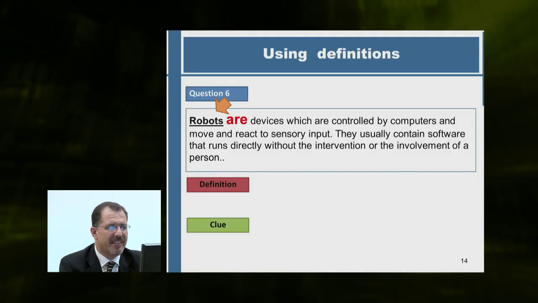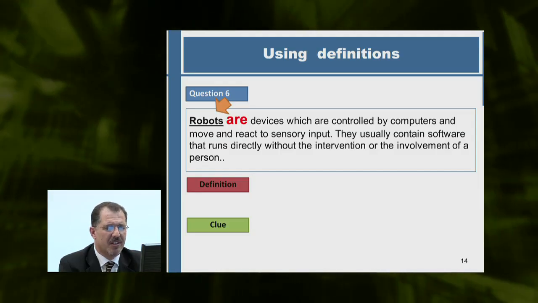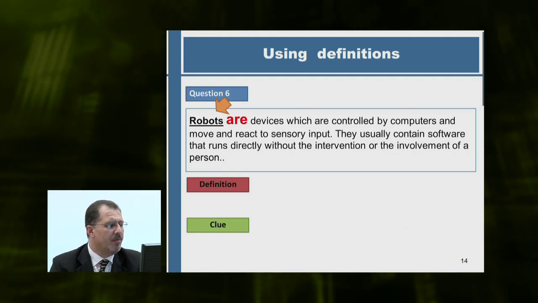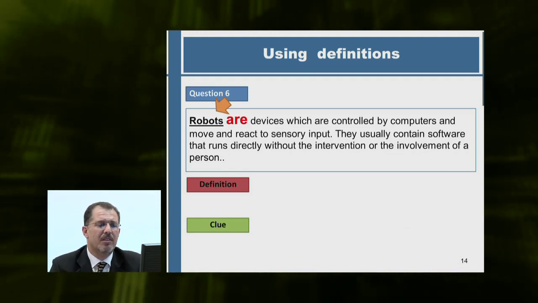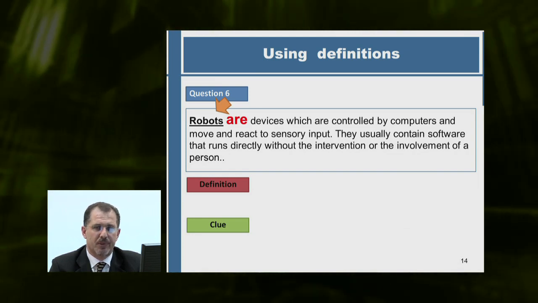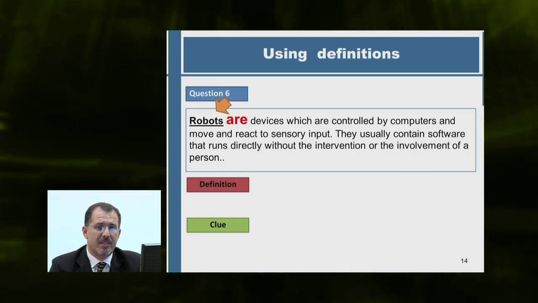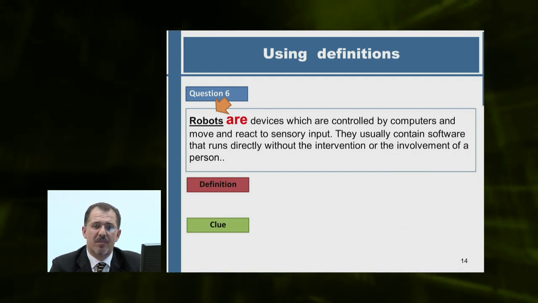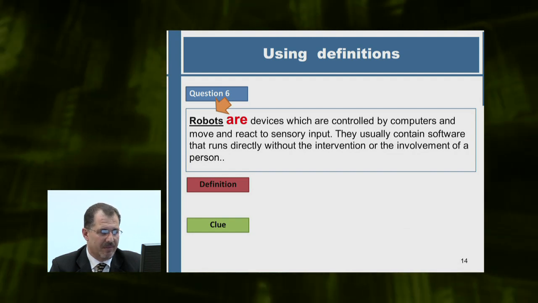Robots are devices which are controlled by computers and move and react to sensory input. They usually contain software that runs directly without the intervention or the involvement of a person.